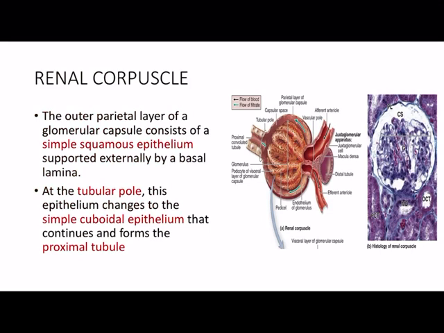Only the vascular pole is clearly seen on the microscopic picture of your glomerulus. But in the illustration, you will see that there's a transition. Look at your parietal layer of the glomerular capsule. This is lined by a simple squamous epithelium, and once it reaches the tubular pole, this will in turn change into a simple cuboidal epithelium going to your proximal tubule.